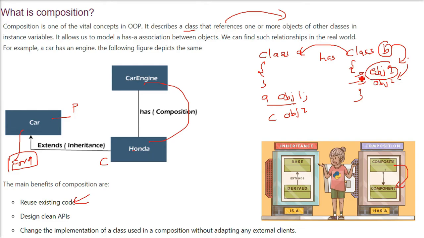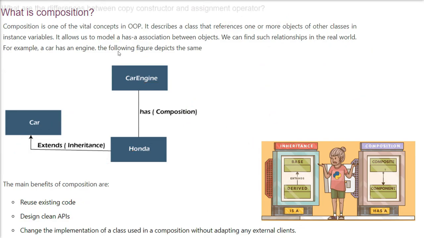Now, the benefits of composition are reusing the existing code, designing clean APIs, and changing the implementation of the class used in composition without adapting any external client.